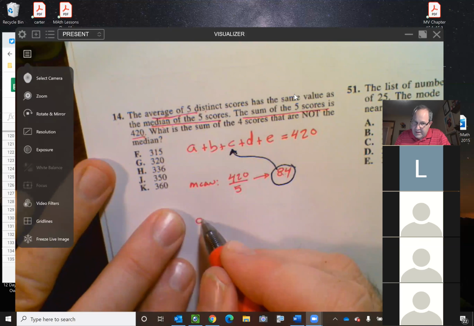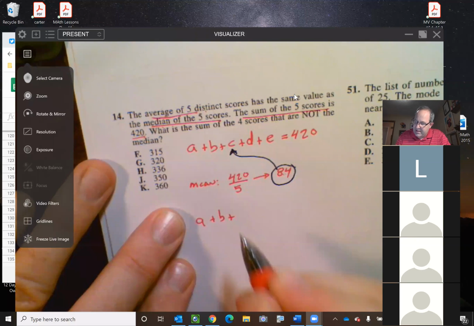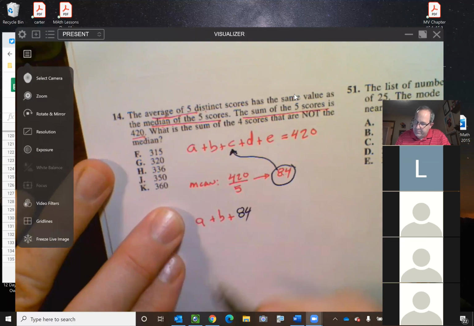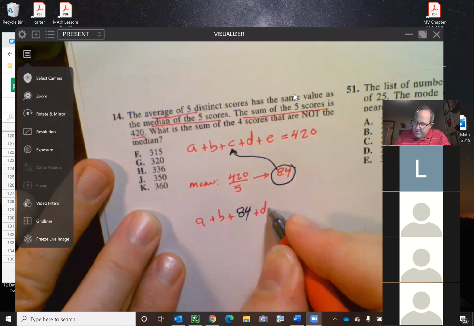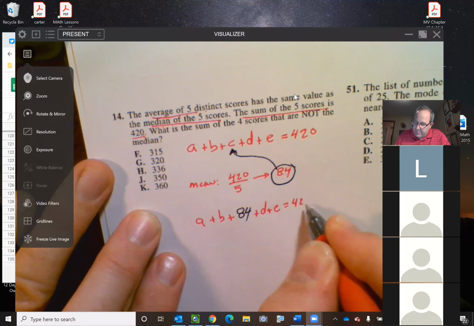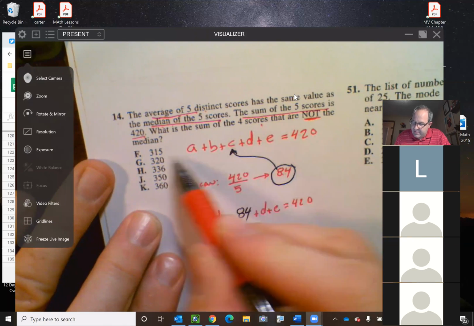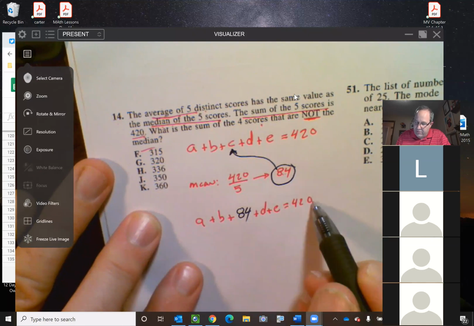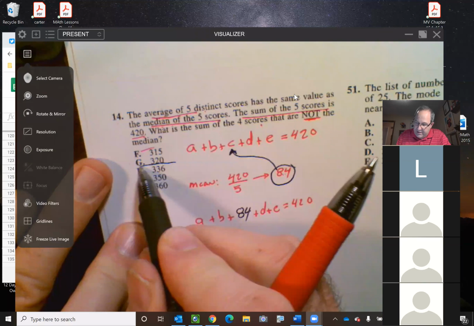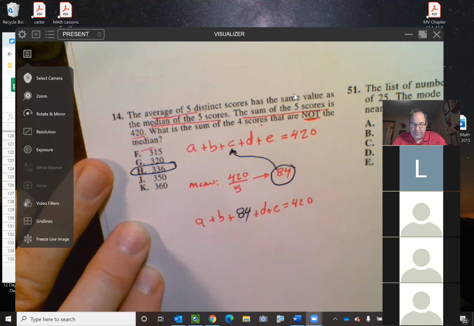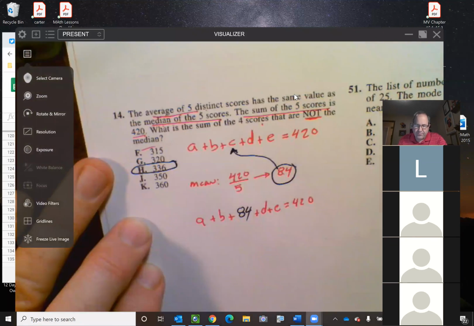So I would have A plus B plus 84 plus D plus E has got to equal 420. Well, the question says, what is the sum of the 4 scores that are not the median? Well, if I take away 84 from both sides, I'm going to get letter H, 336. So this interplay of the two different stat questions, kind of interesting.